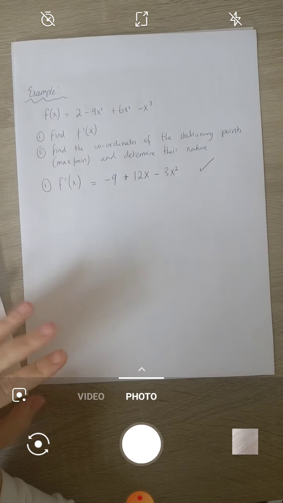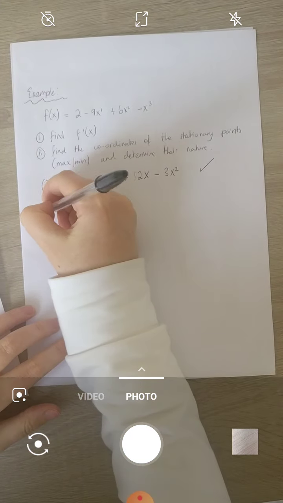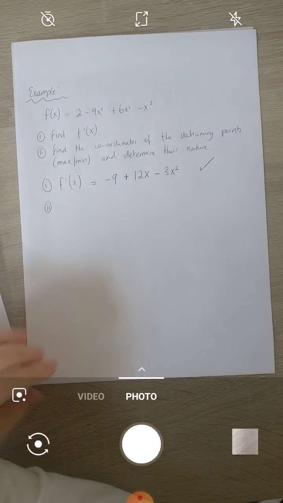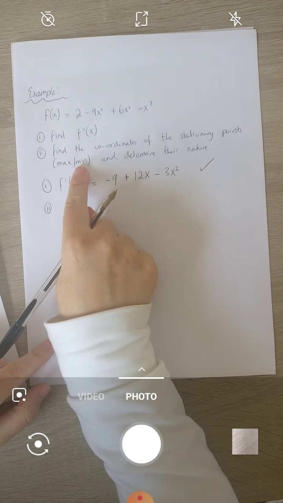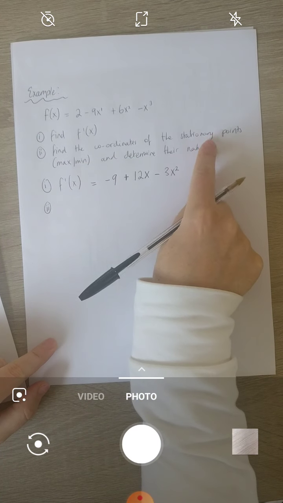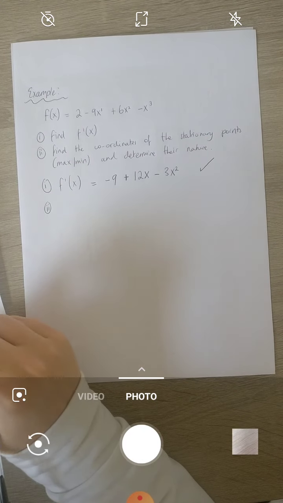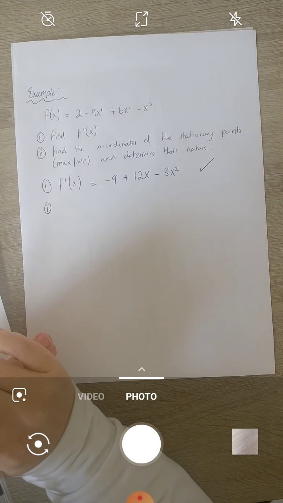Find f prime of x. Now, part 2 says find the coordinates of the stationary points. I've put in brackets here max and min. They didn't put it in the question. They just asked for stationary points and determine their nature.